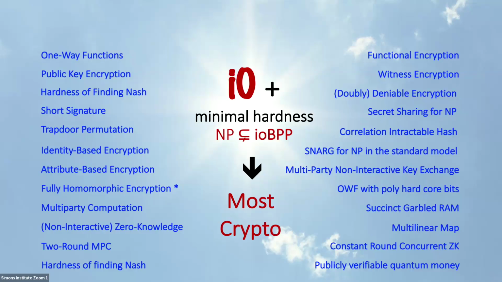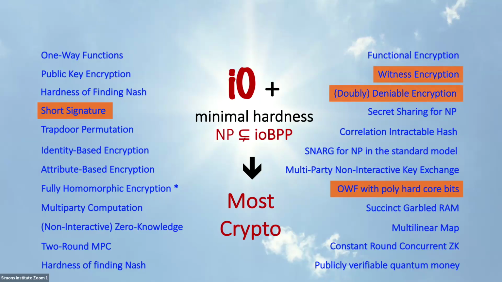And cryptography has built up an entire arsenal of uses of IO, showing that it acts as a kind of master tool. IO with a minimal hardness conjecture such as NP not equal to BPP already implements most cryptographic goals. This includes classical goals such as having one-way functions with a polynomial number of hardcoded bits, new applications such as witness encryption and deniable encryption, as well as futuristic applications like publicly verifiable quantum money, and connections to complexity theory, such as implying the hardness of Nash and a connection with bounded arithmetics.